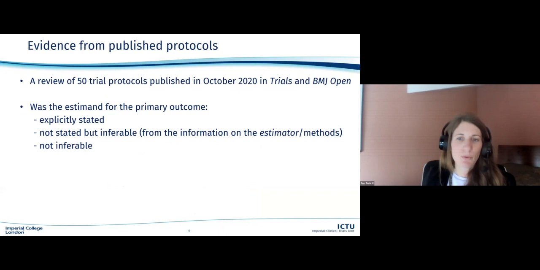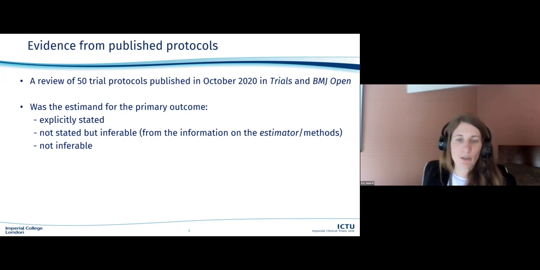Now, where an Estimand wasn't defined, we then assessed whether the Estimand could be worked out from the information that was presented on the statistical methods. So that's the estimator. Or as we considered earlier, our recipe, whether from the recipe we could work out what was being targeted. Now, if from the methods we could unambiguously infer a single treatment effect that was being targeted, then we considered the Estimand as not stated but inferable.